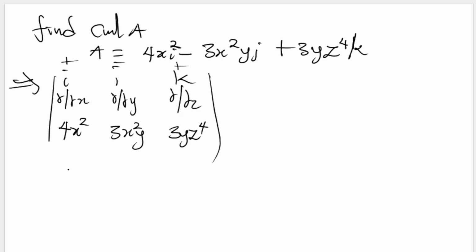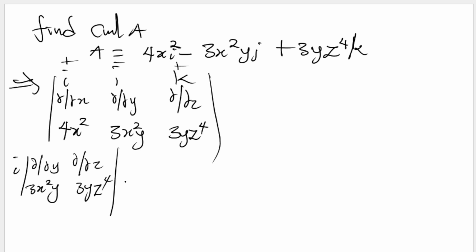Now, the concept is very simple. For your i component, we are covering the i component. What are now the parameters we are seeing for your j and k components? Here we'll simply have partial y, 3x square y, and here we have partial z, 3yz raised to the power of 4. That's for our first component, minus your j.